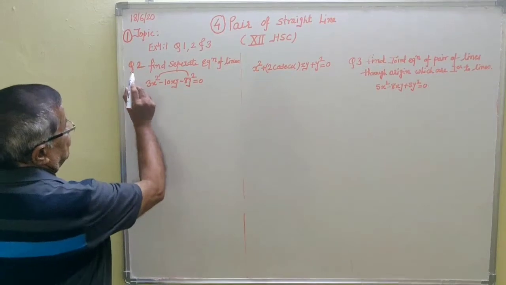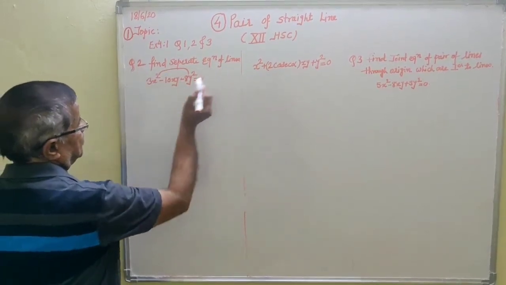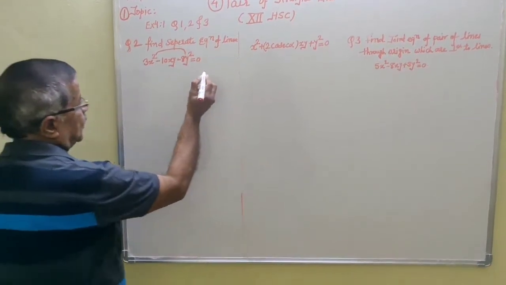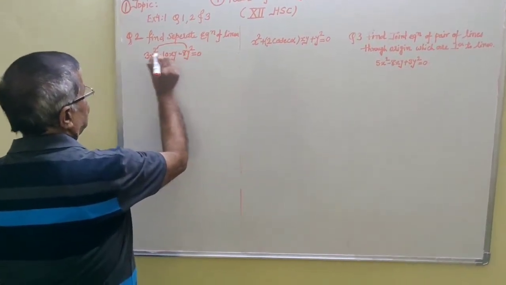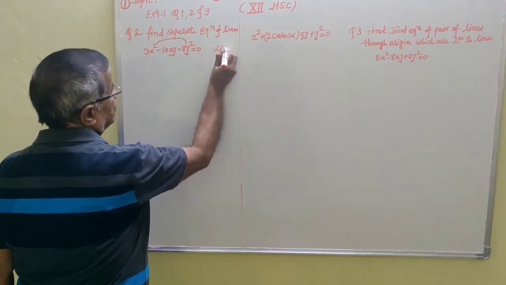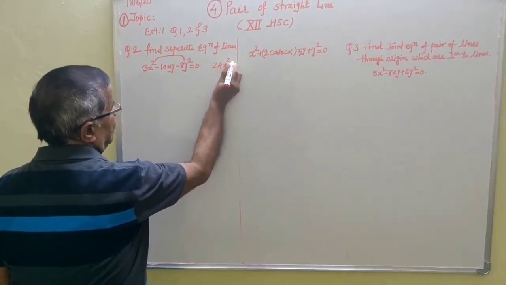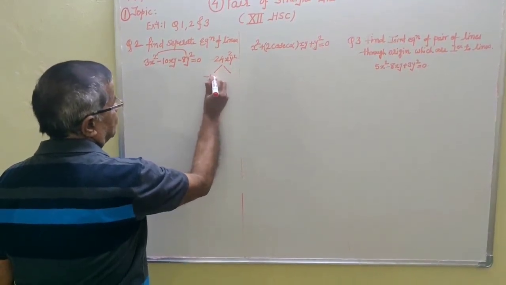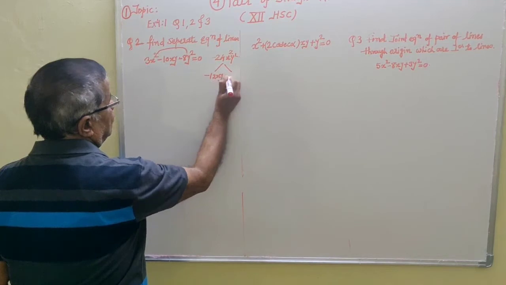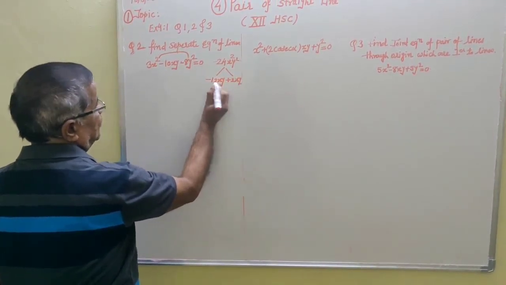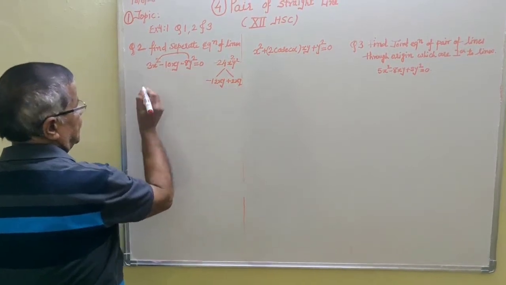We are going to start question number 2. Find the separate equation of the line 3x square minus 10xy minus 8y square. Now multiply the last term into the first term. 24x square y square will come here. Now this can be written as minus 12xy plus 2xy. These are the factors. Minus 12 plus 2 is equal to minus 10xy.